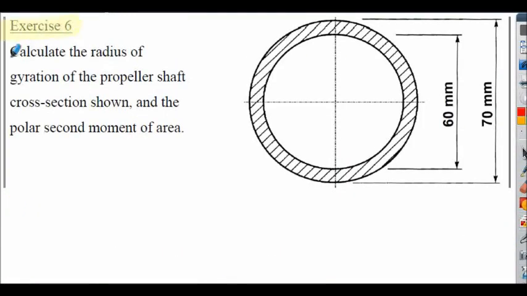Exercise 6, we've got to calculate the radius of gyration of the propeller shaft, cross section shown, and sketched on the right hand side, and the polar second moment of area. Here's the answers.